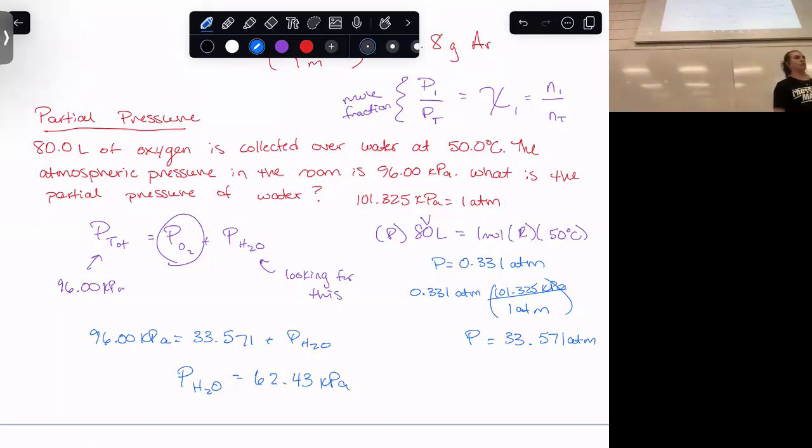Does that help with partial pressure a little bit? Is there any questions on this one before we move on? A little complicated using both of them.